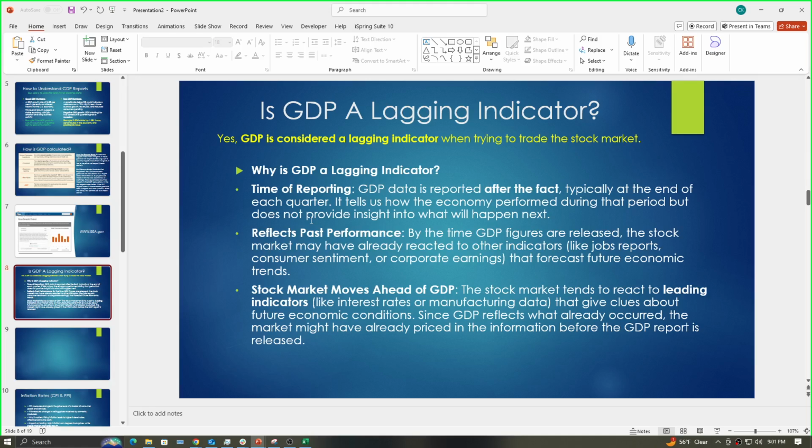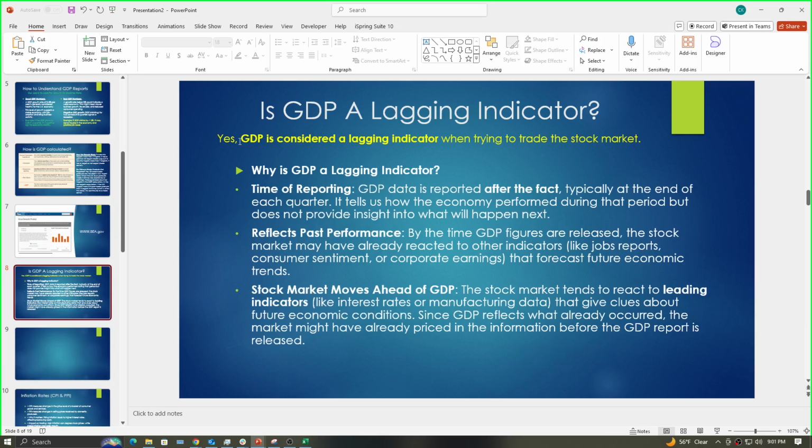Is the GDP a lagging indicator, right? Is it a lagging indicator? As you can see in this big highlighted in yellow, yes. The GDP is considered a lagging indicator when trying to trade the stock market.